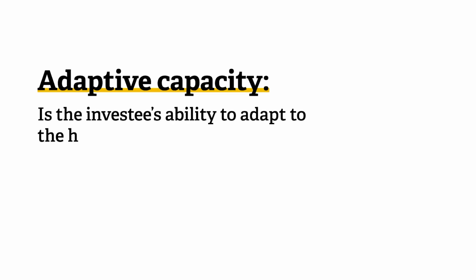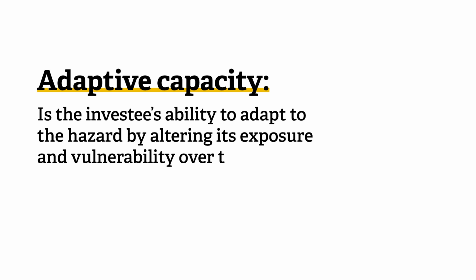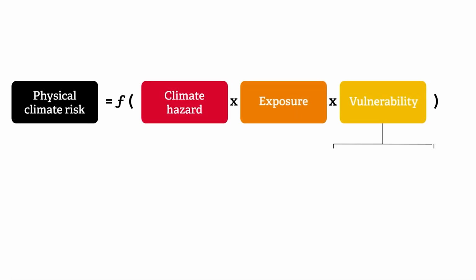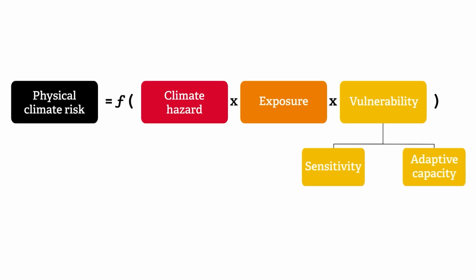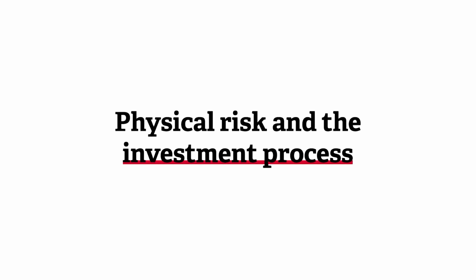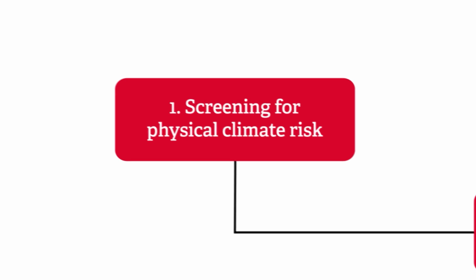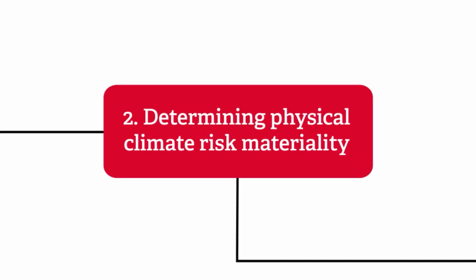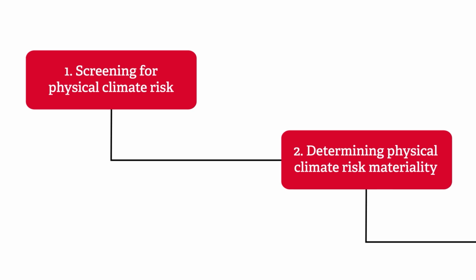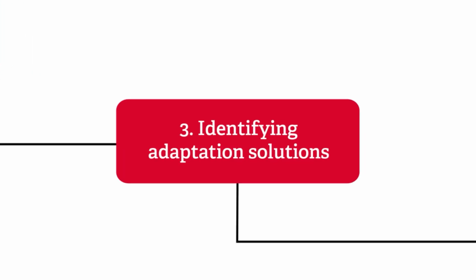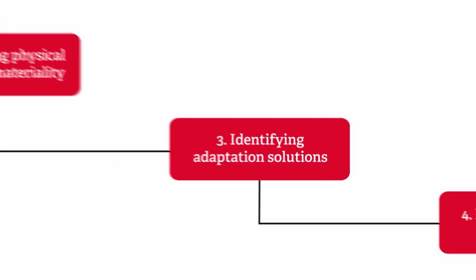Adaptive capacity is the investee's ability to adapt to the hazard by altering its exposure and vulnerability over time. It is important to understand how exposed and vulnerable an activity is and the measures it has in place to avoid, prevent, respond, or recover from the hazard. Screening for physical climate risks and determining risk materiality are the initial steps in integrating physical climate risk assessment and management in the investment process, followed by identifying adaptation solutions to mitigate them, which will be covered in the next section.